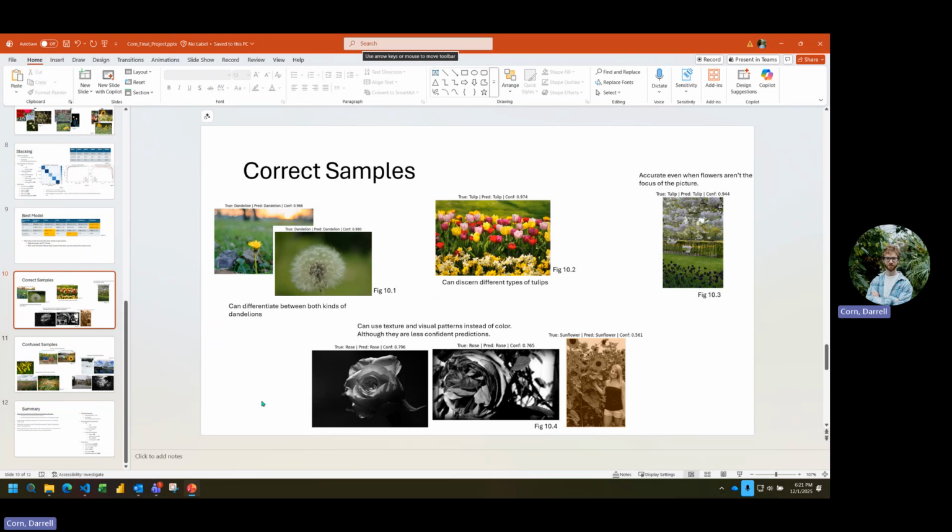Lastly, some of the images were in black and white, and so it kind of required the classifier to analyze the textures and the patterns within the photo and not just rely on color. So this classifier was able to still pick those out, albeit with a bit lower of a confidence level, but it still classified some of them correctly.